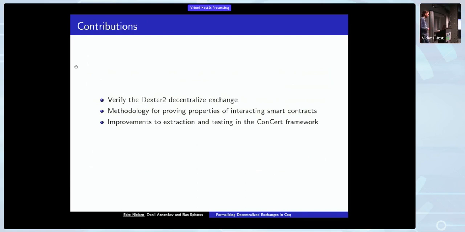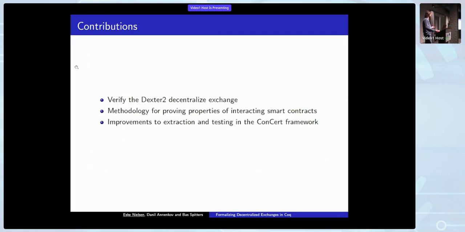So our contribution is that we verify one specific decentralized exchange called Dexter. Though the methodology we use is not specific to Dexter, so you could use it for any similar decentralized exchange or just similar smart contract. And then what is really interesting is that we prove properties about interacting smart contracts, which is something that other frameworks in the area are not really capable of.